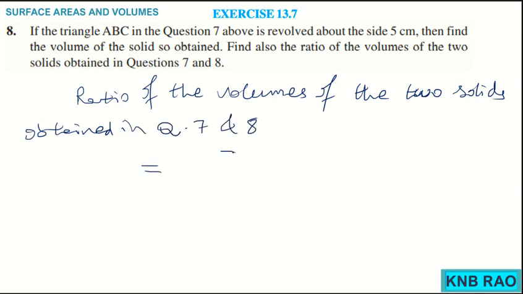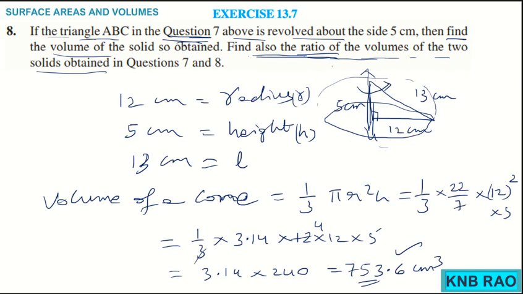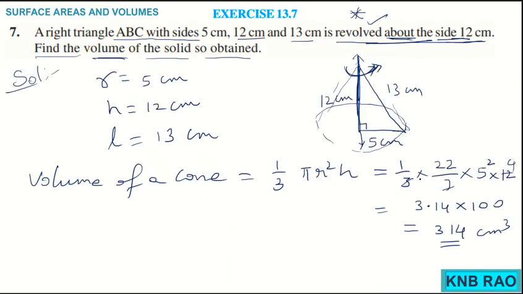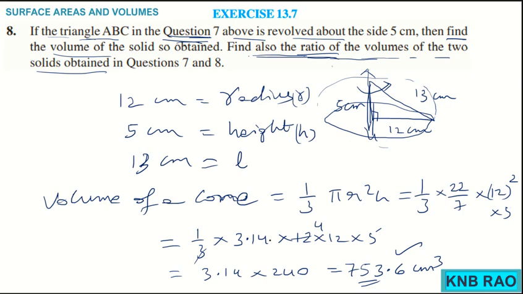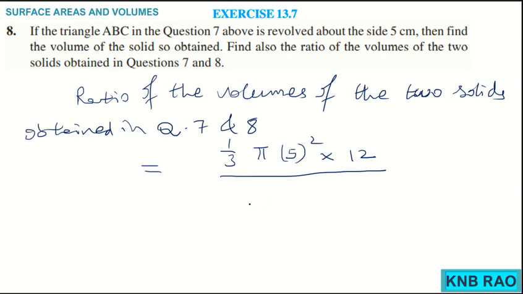See, in the first one, 1/3 pi r square h, where r was 5 and h was 12. That is what we got in question number 7: 1/3 pi 5 square into 12, because radius is 5 and height is 12. In the 8th question, radius is 12 and height is 5. So 1/3 pi 12 square into 5.